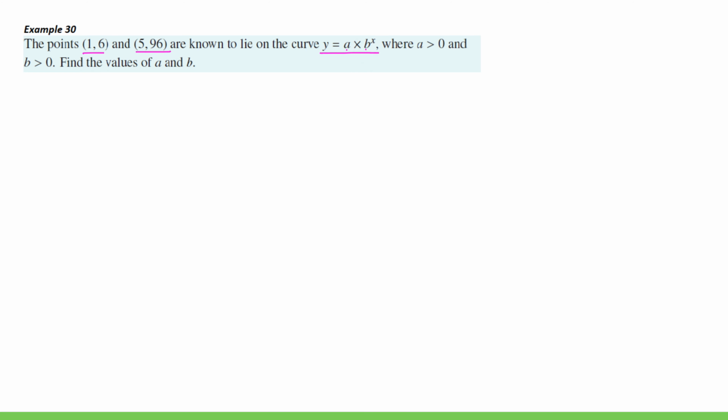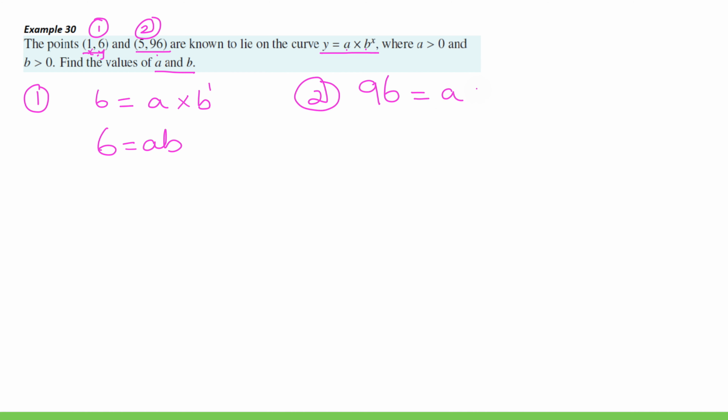So my two unknowns here are a and b, and that's quite nice because I have two points, (1, 6) and (5, 96). Find the values of a and b. Well, all I'm going to do is substitute each of these values in. So sub point 1 in, that's x there and that's y. So that'll be 6 equals a times b to the power of 1. That will be ab. And then for point 2, that will be 96 equals a times b to the power of 5. So that'll be 96 equals a b to the power of 5.